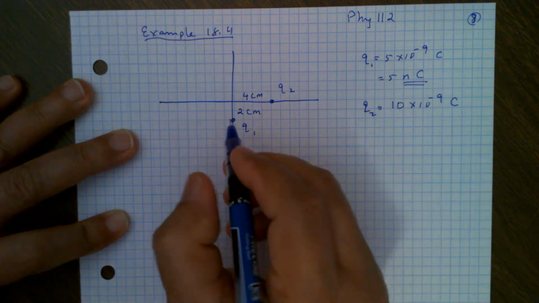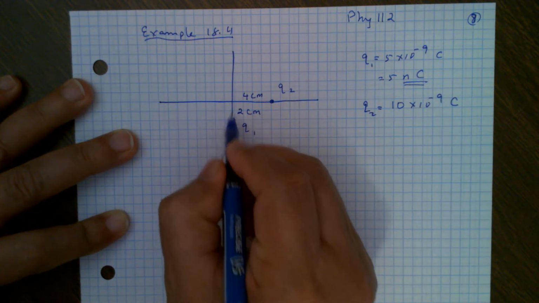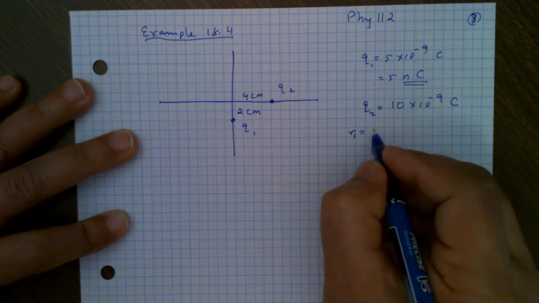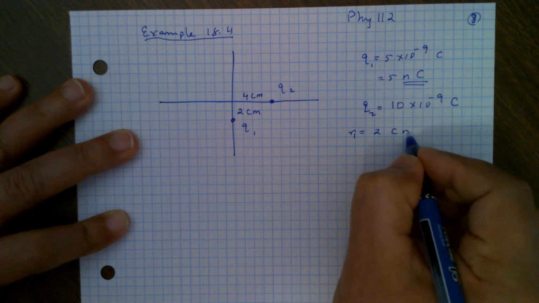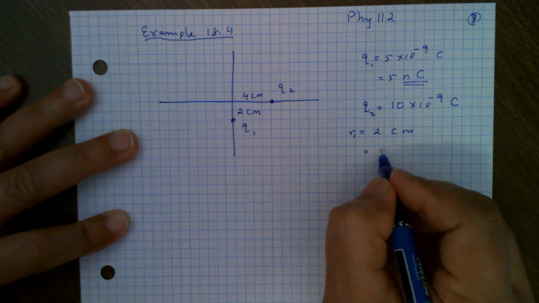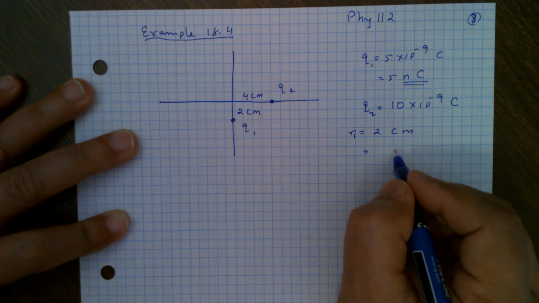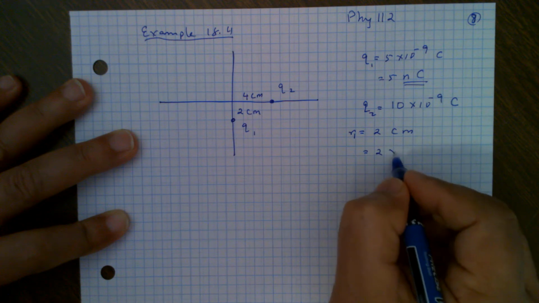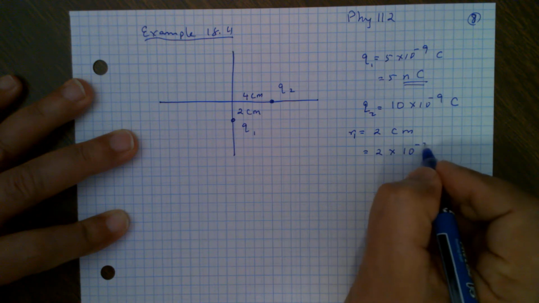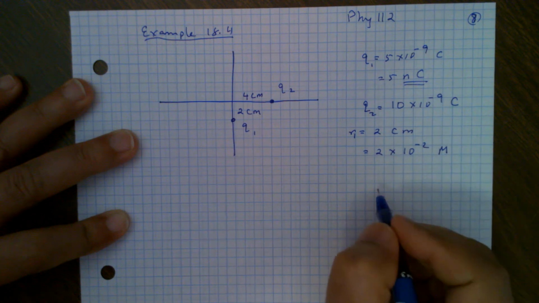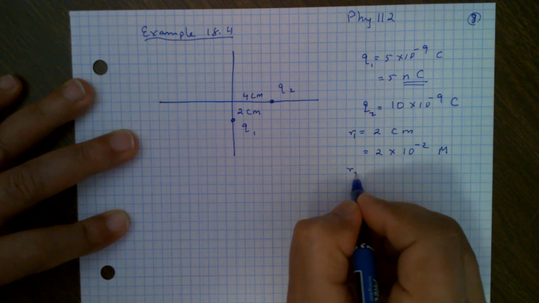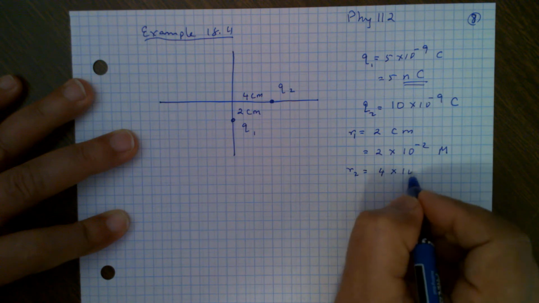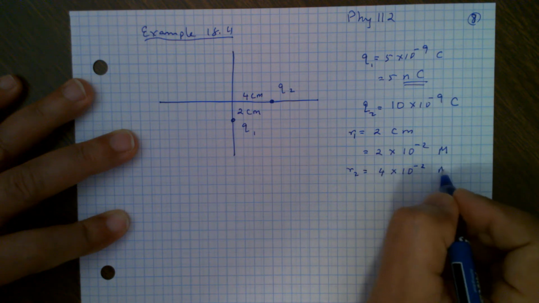Now, distance R1 is 2 centimeters. But we cannot use centimeters, we are going to use meters. So 2 centimeters, in 1 meter there are 100 centimeters, so you have to multiply by 10 to the power minus 2, giving 2 times 10 to the power minus 2 meters. Okay, similarly R2 is 4 centimeters, so that's 4 times 10 to the power minus 2 meters.